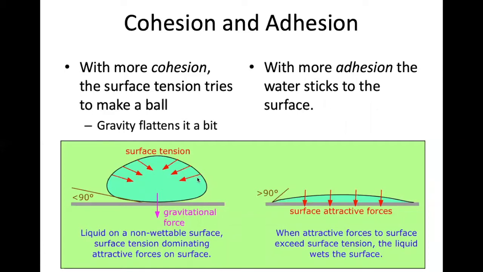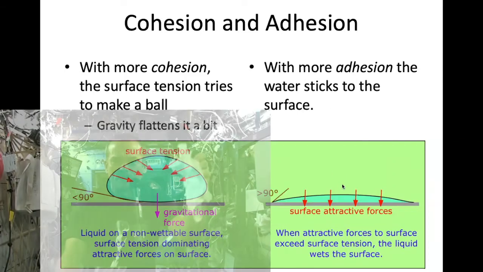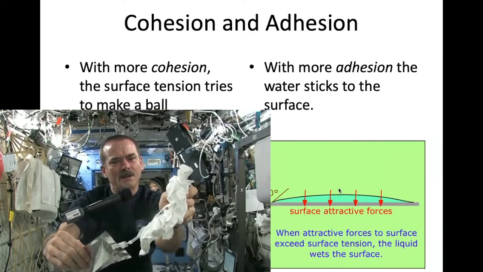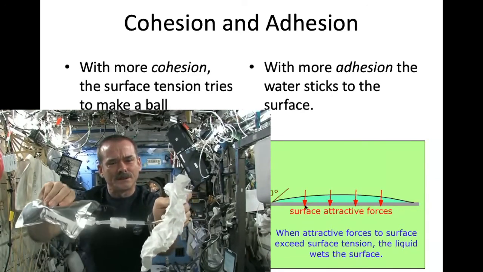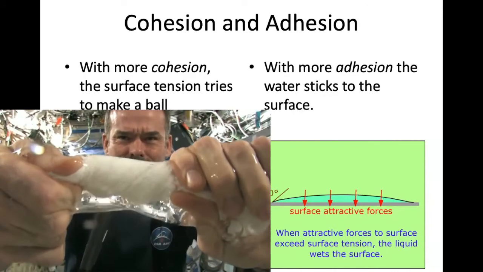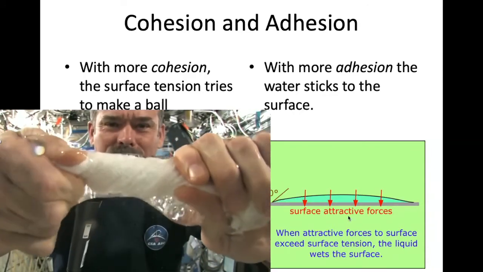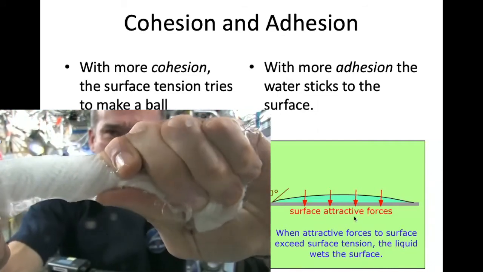Where adhesion, water sticks to something else. In this case, the water wants to stick to whatever this surface is, and all those molecules are trying to flatten out so it can spread. So cohesion will bubble up, adhesion will stick to whatever it's touching.